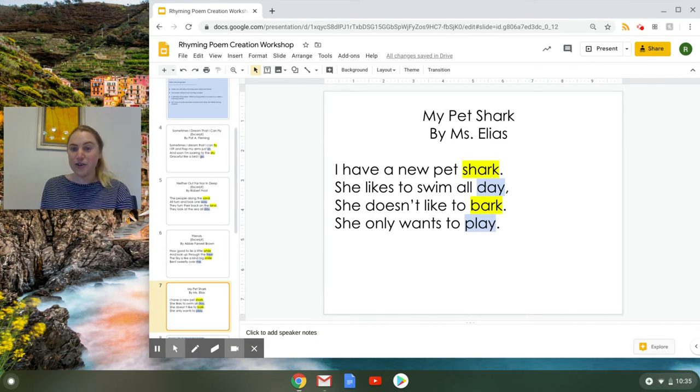I have a new pet shark. She likes to swim all day. She doesn't like to bark. She only wants to play.